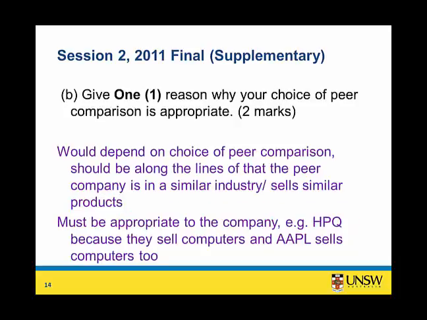For the peer comparison company, you can say that it is a similar industry, it sells similar products, that kind of reason, and you need to be specific. In this model answer, it says that they've chosen Hewlett Packard because it sells computers and Apple sells computers too.